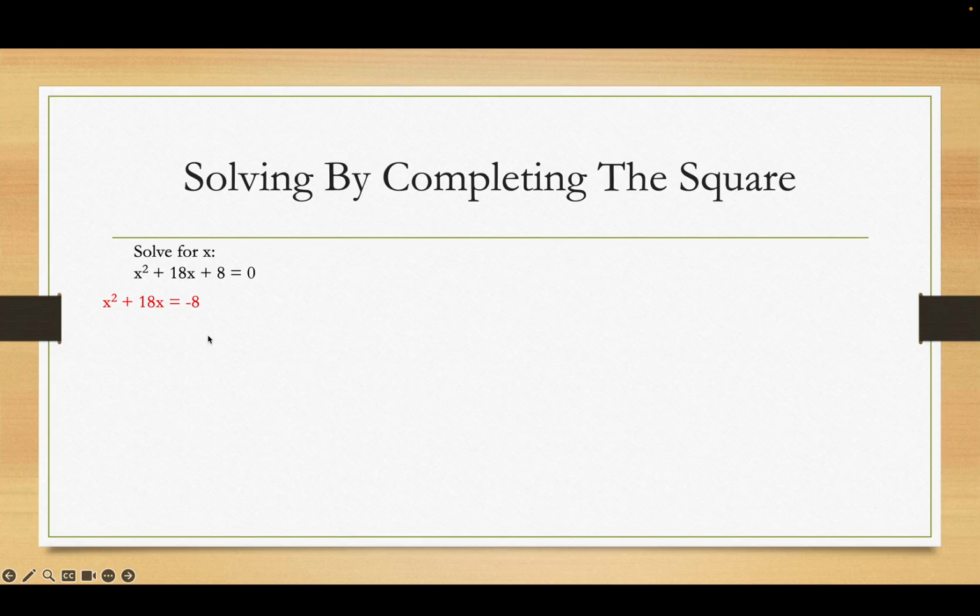Do you remember the phrase, 3 words, that you have to remember when you solve by completing the square? The way to do that is half and square. So half of what? Always half of whatever's in front of the x, the coefficient of the x. That's 18. Half of it is 9.